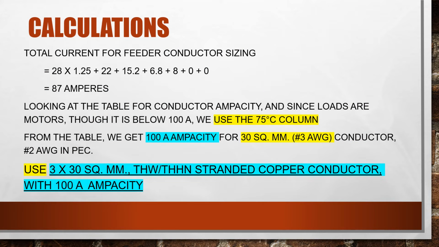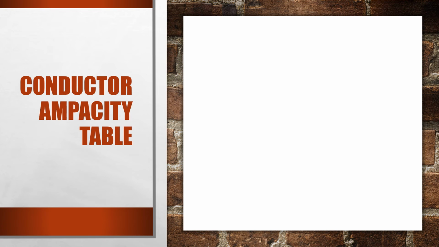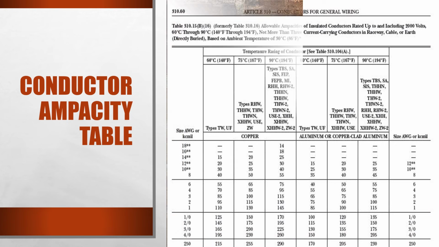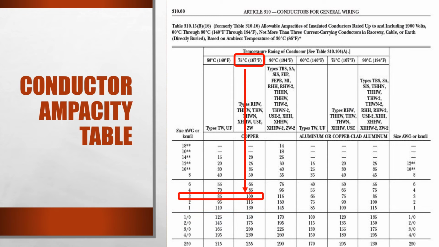So therefore we have to use 3 by 30 square mm THW or THSN stranded copper conductor with 100 ampere capacity. So we can see it here in this table for conductor ampacities, allowable ampacities. This is the 75-degree column. So tracing the 100 ampere, we got number 3 American wire gauge.